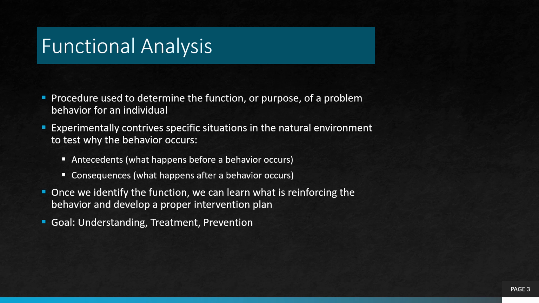Antecedents are the events that happen right before a behavior occurs, and consequences are the events that follow once the behavior has occurred. Once we can identify the function, we can then develop a proper intervention plan to treat the behavior for that individual. The goal of a functional analysis of behavior is to gain an understanding, develop a treatment, and prevent the maladaptive behavior from occurring.